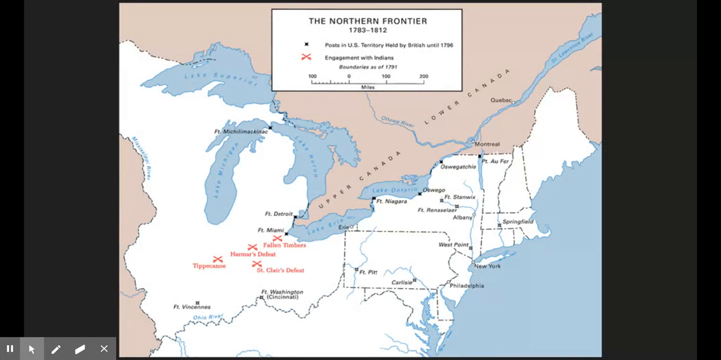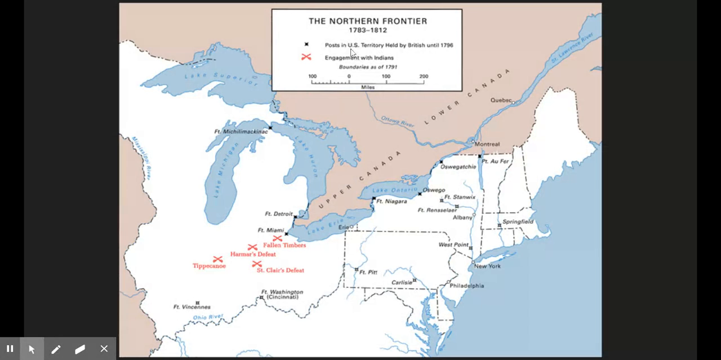The map here looks at the American frontier between 1793 and 1812. Now, 1812 gets a little bit ahead of ourselves as far as what this unit looks at, but many of the places here are relevant for our purposes. As you can see, these small black X's represent posts in U.S. territory held by the British.